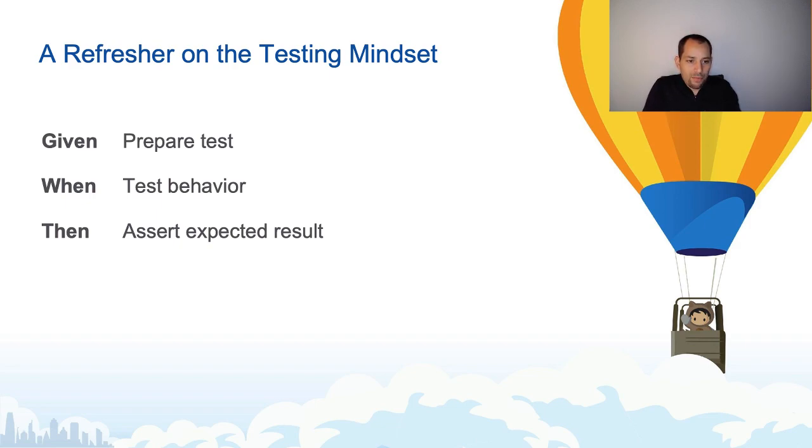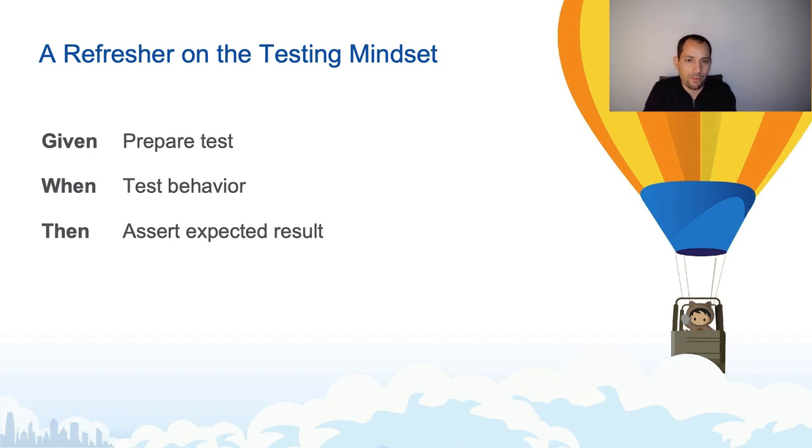Now, the then phase is really where you have all of your assertions, and there can be multiple assertions. But you're only testing one behavior in a unit test. If you're testing more than one behavior, then generally it's not really a unit test. It can be more like an integration test. So remember these three phases: given, when, then. And we're going to go now into more detail about how you apply these phases to Lightning Web Component testing.